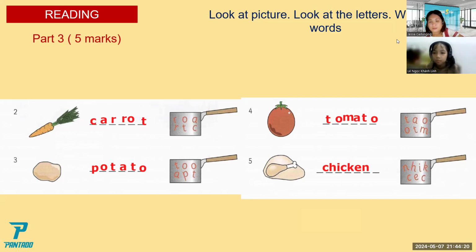Teacher, finish. Okay, please read your answer. Carrot. Next. Potato. Next. Tomato. And chicken. Okay, let's check. Number 2, we have carrot, correct. Next, potato, correct. Next, tomato, correct. Number 5, we have chicken. Great work. Very good.